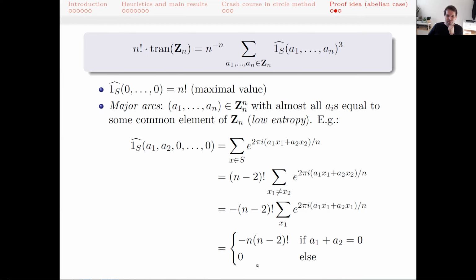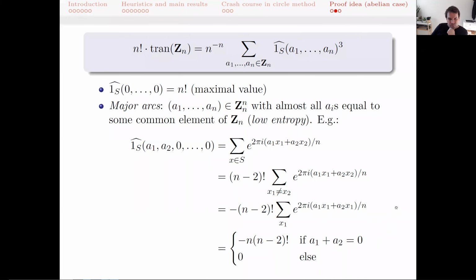And now you see that if a1 plus a2 is not equal to 0, then this is just 0. And if a1 plus a2 is equal to 0, then this will just be minus n times (n-2)!. Also, I should have said here that a1 and a2 are not both equal to 0.